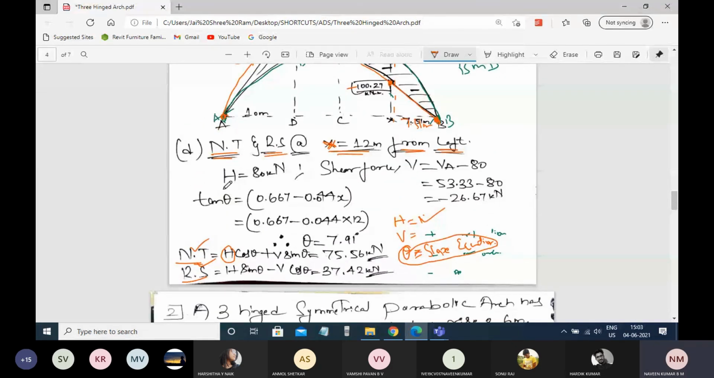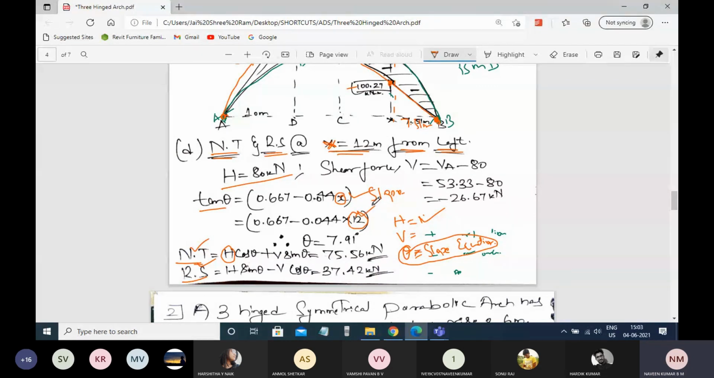So this you already know, H. Now coming to this equation, tan theta equals 0.00667 minus 0.044 x, which is the slope equation we got. Here x equals how much? 12. Why 12? Because we need to find normal thrust and radial shear at a distance of 12 meter from the left support. It is given in the problem statement.